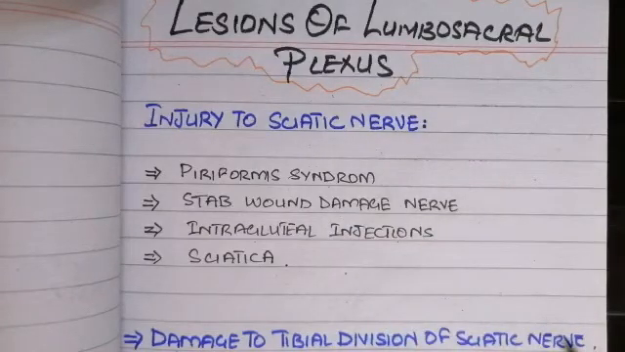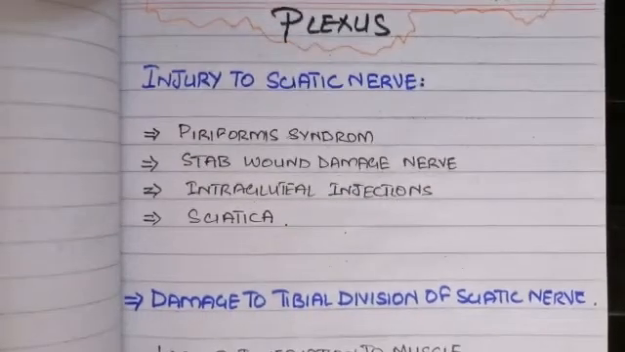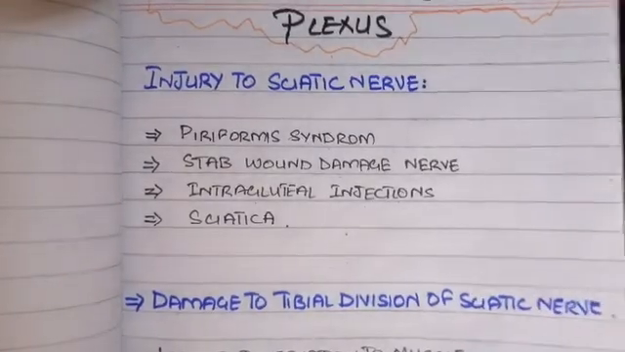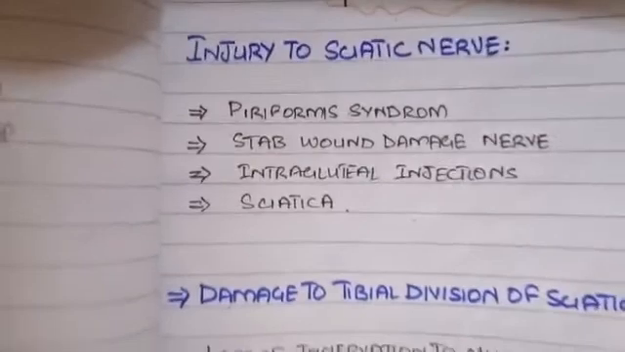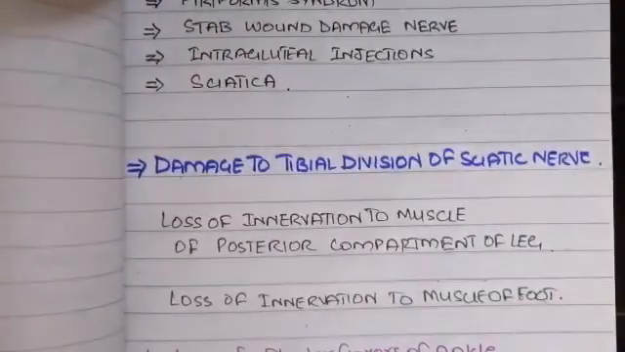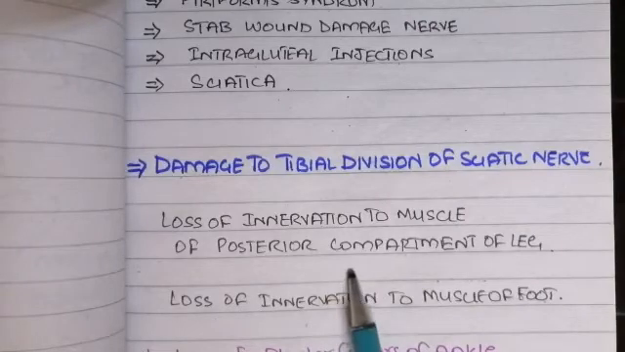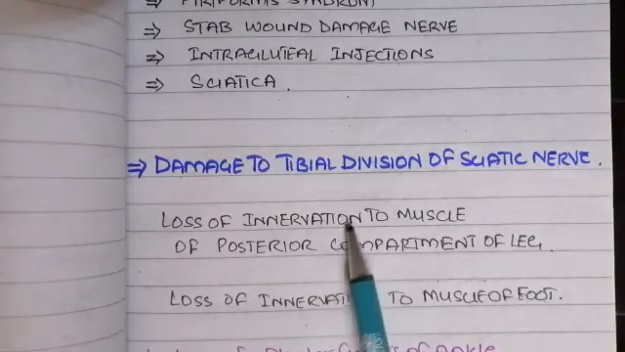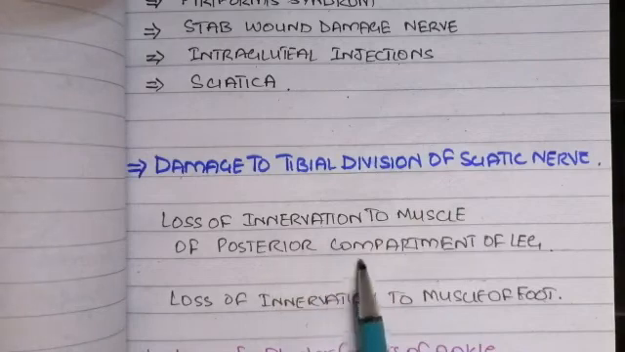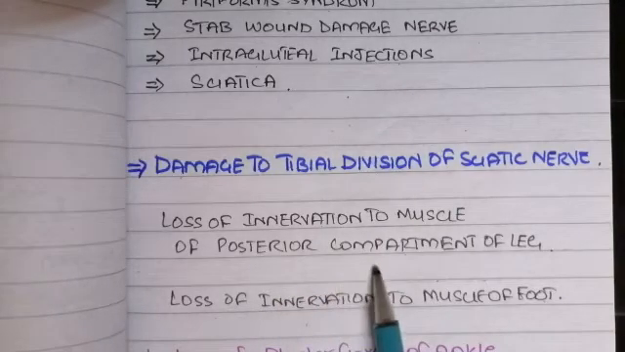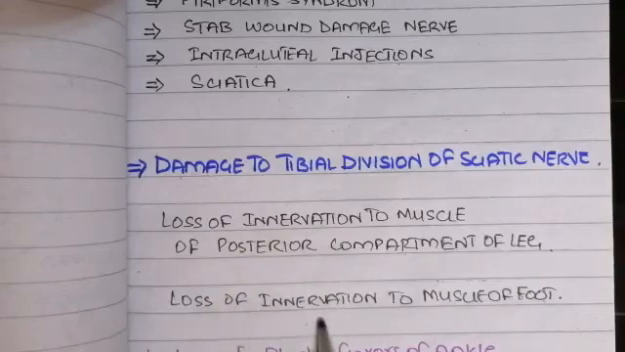Now coming to the damage to the divisions of the sciatic nerve. When the tibial division of the sciatic nerve is damaged, what happens is the loss of innervation to the muscles of the posterior compartment of the leg. We have discussed in the video on muscles that the muscles of the posterior compartment of the leg are supplied by the tibial division of the sciatic nerve. So there will be a complete loss of innervation of the muscles of the posterior compartment of the leg, and there will be a loss of innervation to the muscles of the foot. The muscles of the foot, consisting of the first, second, third and fourth layers of the sole of the foot, are also supplied by the tibial nerve. So there will be a loss of innervation to those layers of the foot also.